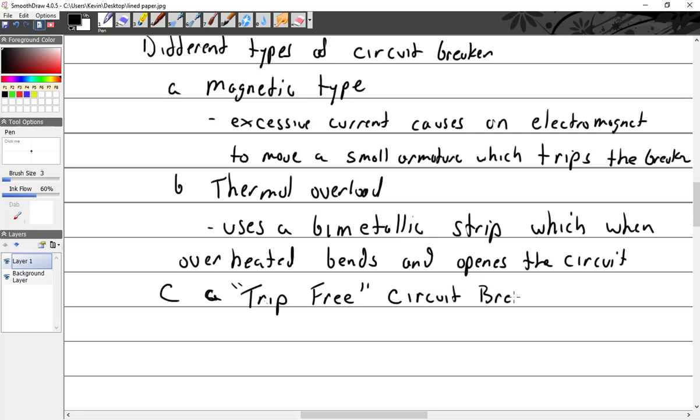So when the thermal switch cools down, it connects again? No, you have to reset it. Remember, there's no such thing in aviation as an automatic resettable.